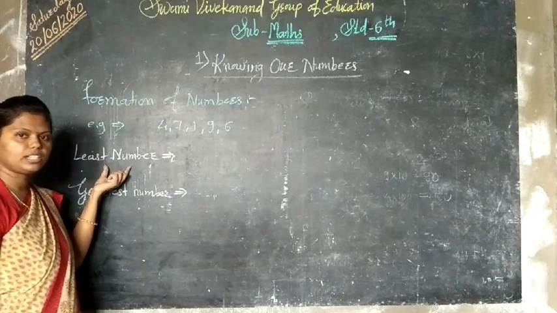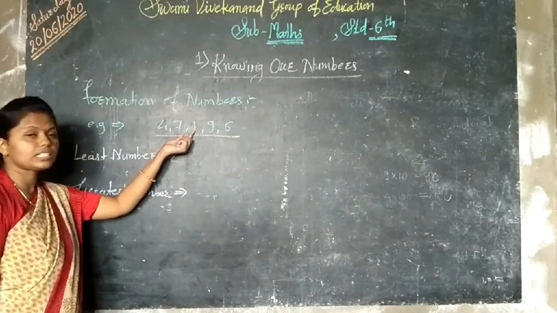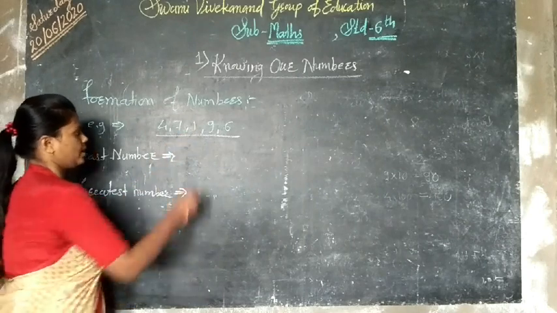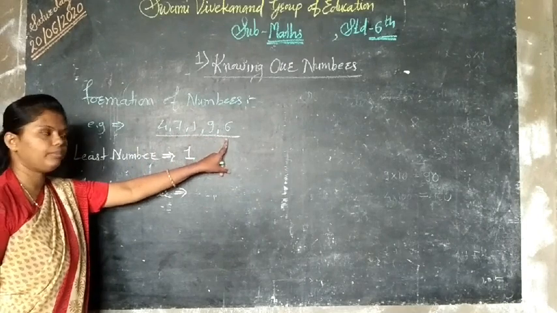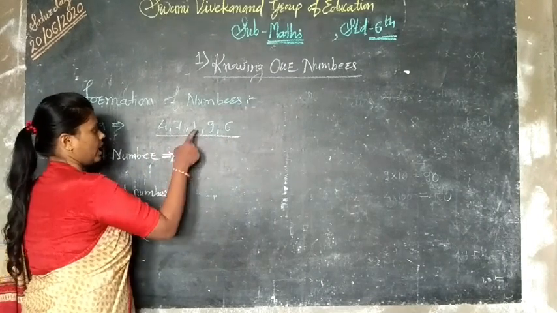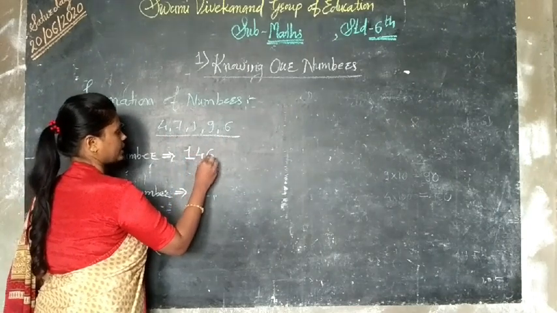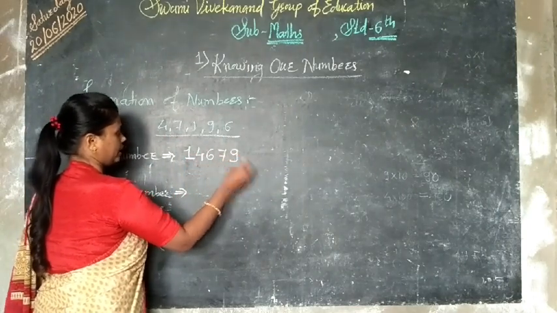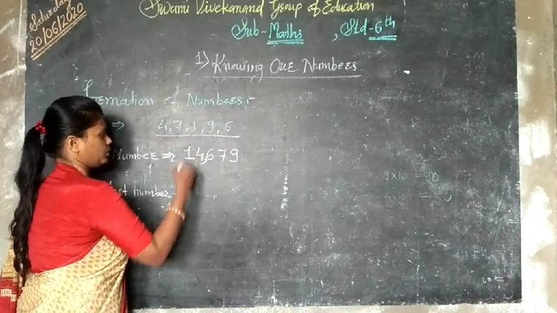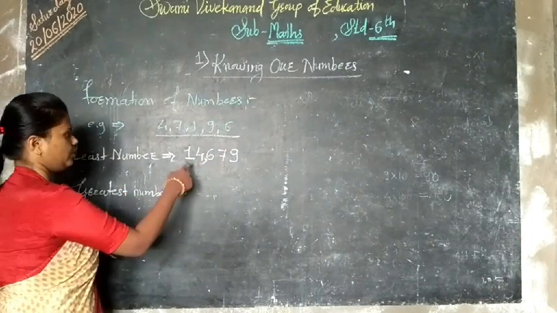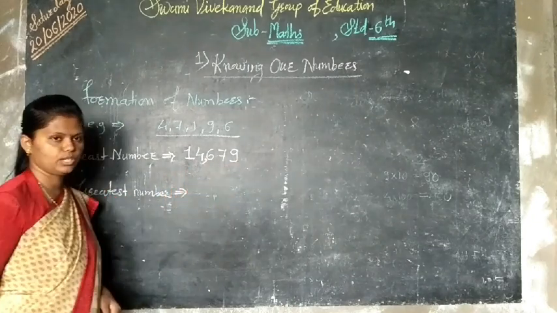Whenever you are forming the least number, check the given digits. Which is the least digit present over here? Put it at the first, and the leftover digits you have to arrange in their ascending order. After 1, the next ones are 4, 6, 7 and 9. Now your ascending order is completed. Insert or put the comma at the proper place. You get your answer as 14,679 as your least number.